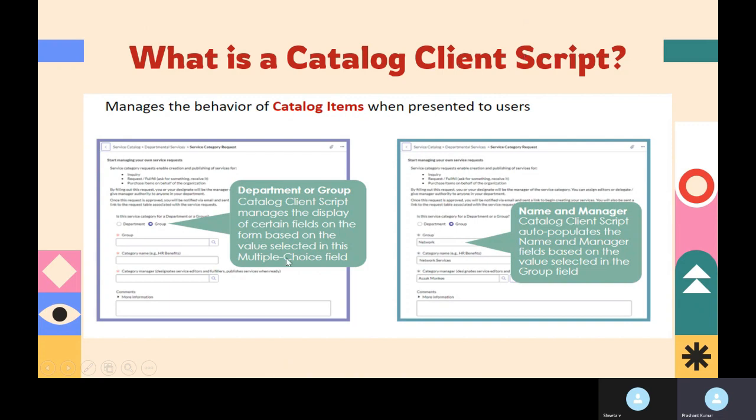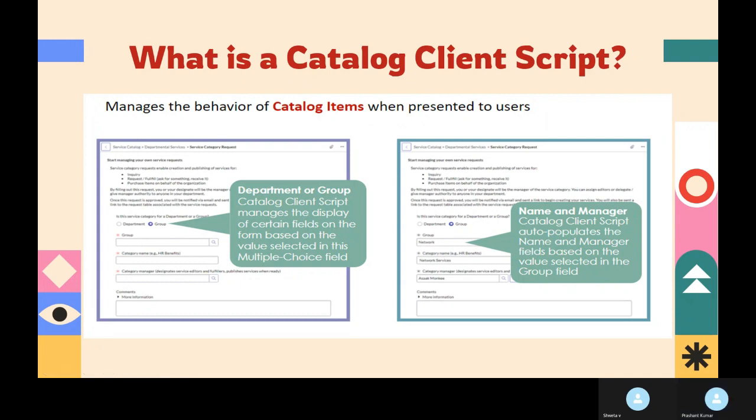Currently in this picture, a department or group catalog client script manages the display of certain fields on the form based on the value selected in this multiple choice field. Here those are radio buttons, so they can select department or group. Currently the group is selected, which is why we have mandatory fields for group, category name, category manager. But if you had selected department, you would get the department field instead of the group field.